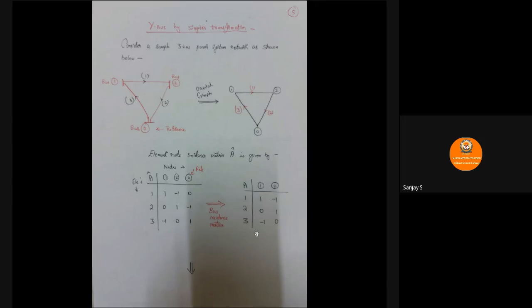We can split this into 4 parts. In the first part, take any random power system network and obtain A matrix. This is the first part of the derivation. Second part of the derivation, you have to realize A transpose into I is equal to 0.